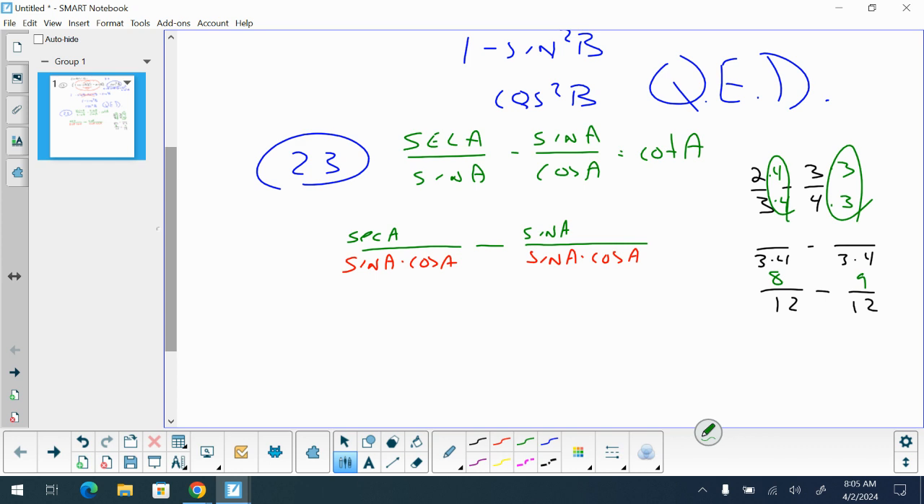Okay, so now I have sine cosine. What are we going to multiply top by? Here we have sine cosine. What are we going to multiply the top by?